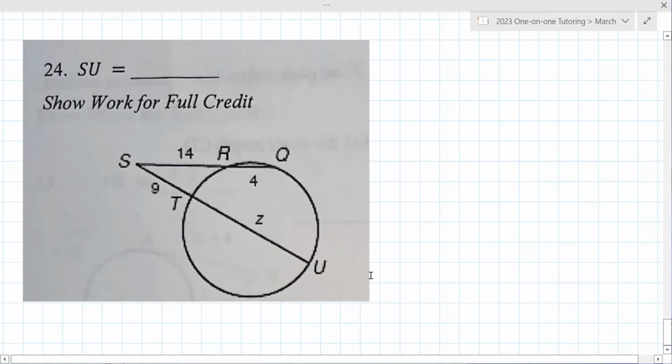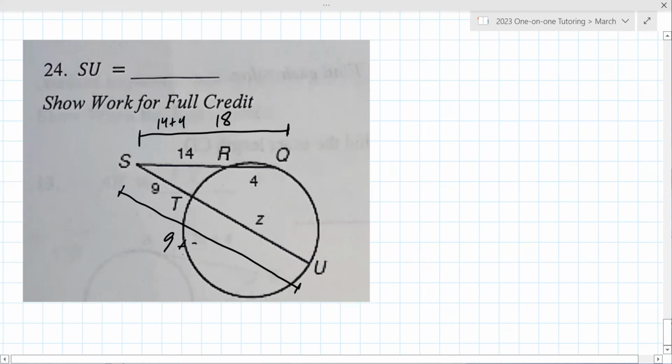All right, I like to label the whole off to the side: 18. That's 14 plus 4, which may not seem right to scale, but could be okay. And then this one is 9 plus z. So your part times whole is 14 times 18 for the top one, equals 9 times (9 plus z) on the bottom one.